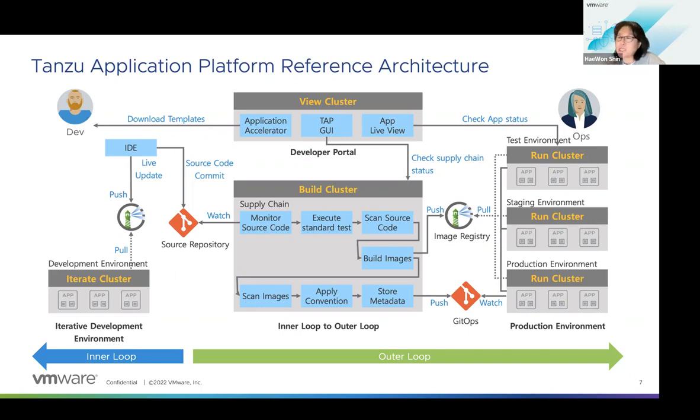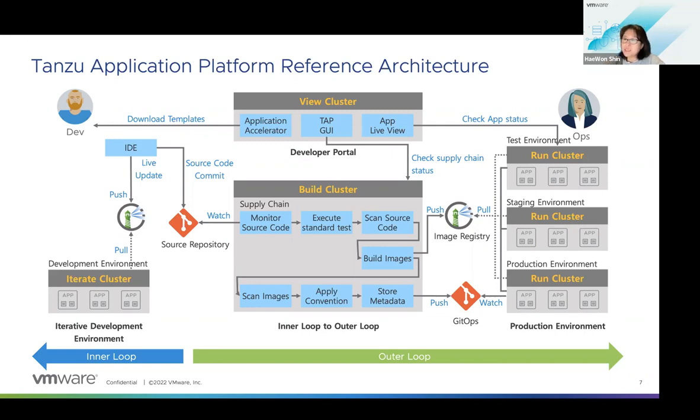Developers code in an IDE tool, debug it in an iterate cluster, and commit the completed source to the source repository. The build cluster then detects the changed code and starts a build. The build cluster includes an out-of-the-box supply chain, which can build and deploy on this, or can include additional functions such as source testing or image scanning, and the completely secure image is stored in the image registry.